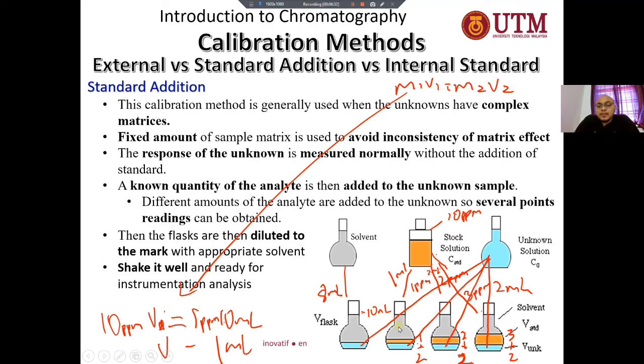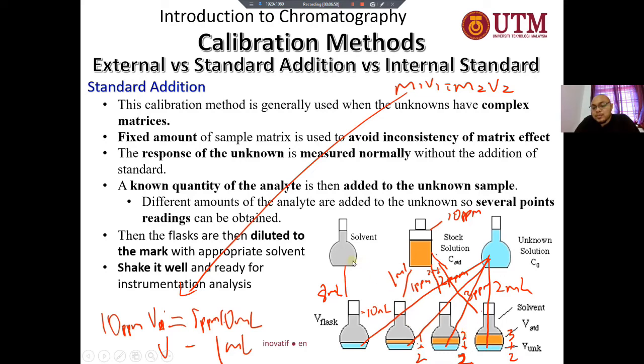So after you have added the known quantity of analyte, and different amounts of the analyte are added, several points can be obtained. Then the flasks are diluted to the mark. So you just need to add the solvent to the mark. In this example, in the first calibrator, you already have 2 plus 1. So you need to add 7 ml of the solvent.